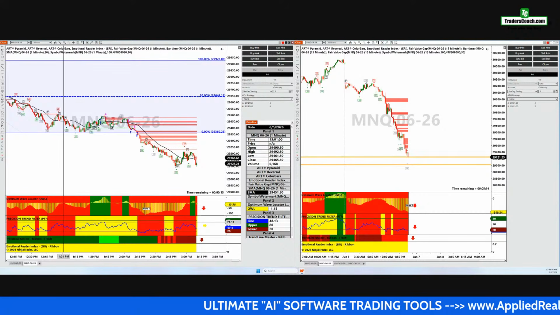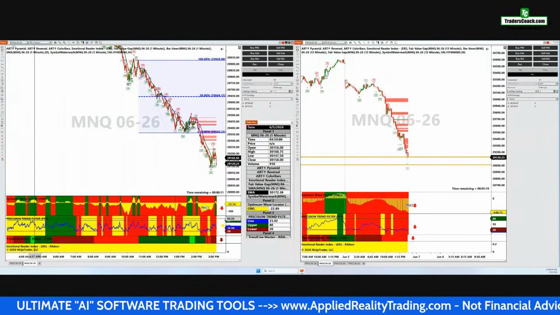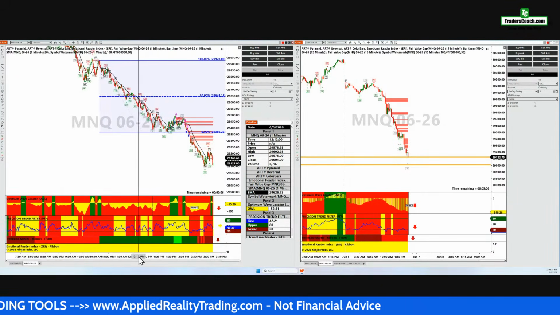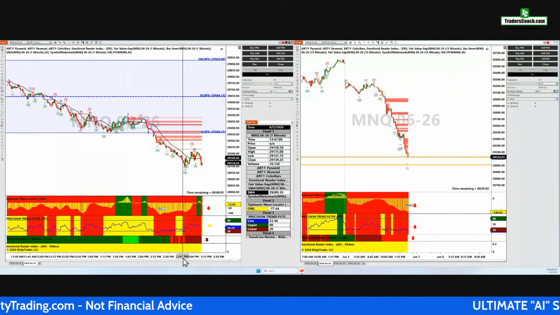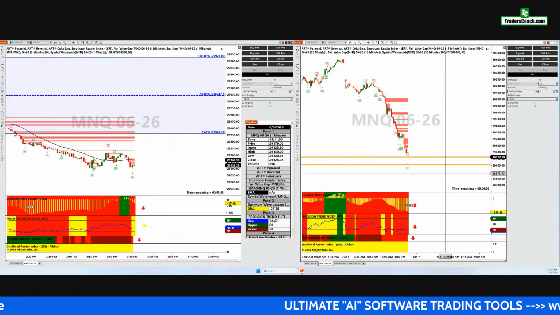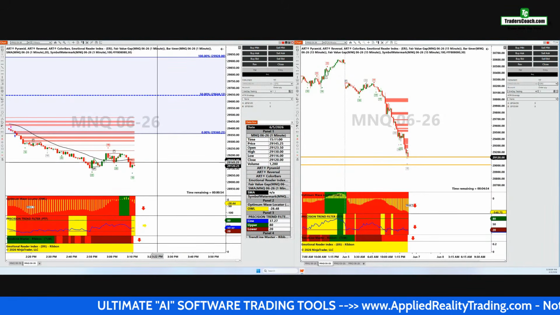So every time you see it go from either a red to a yellow or a green to a yellow, it was right. And then when you see it go from a green to a red like here, that means it didn't work. So it's right 75% of the time, not 100. But that's pretty good in the markets.